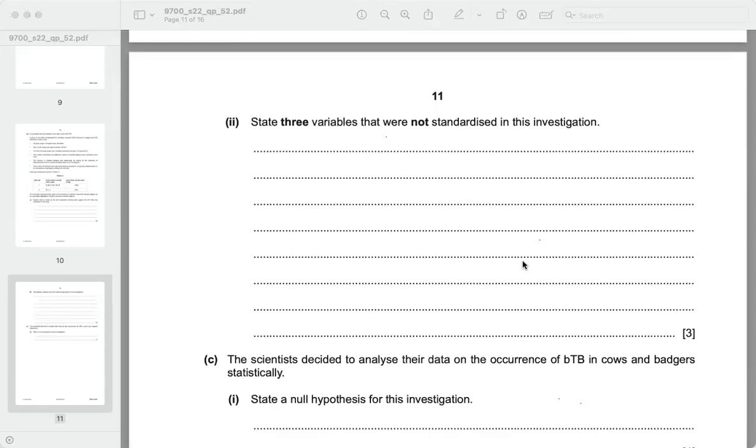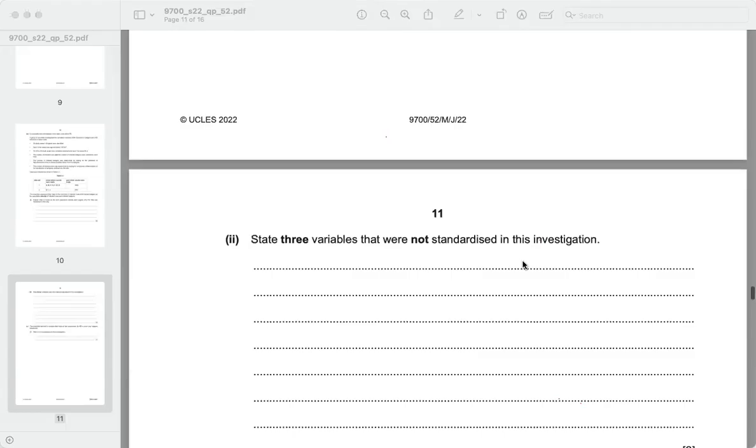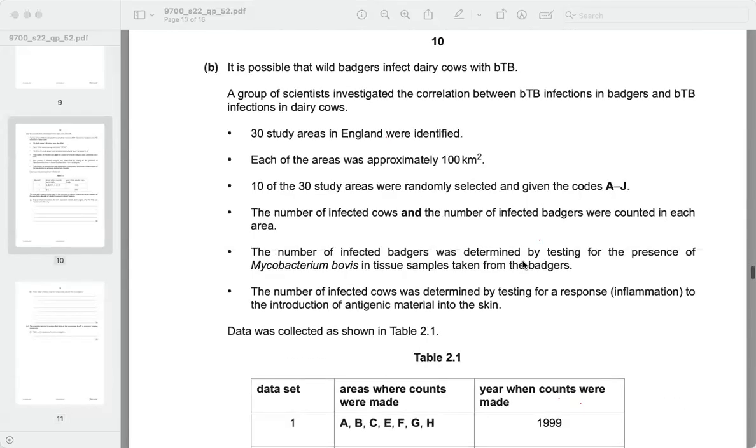Now they're asking you, state 3 variables that were not standardized during this investigation. So 3 things which they have not mentioned in this investigation, that were not standardized, that were not fixed, or that they've not done any testing on. So what all has been studied? First thing is what all has been studied.